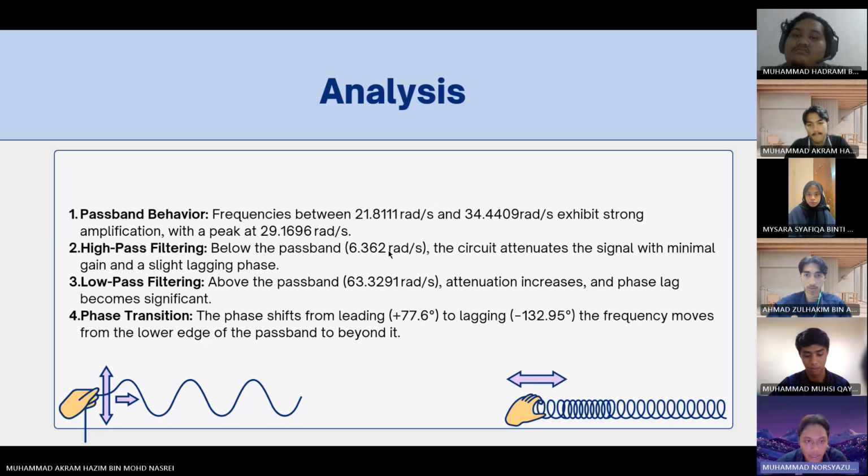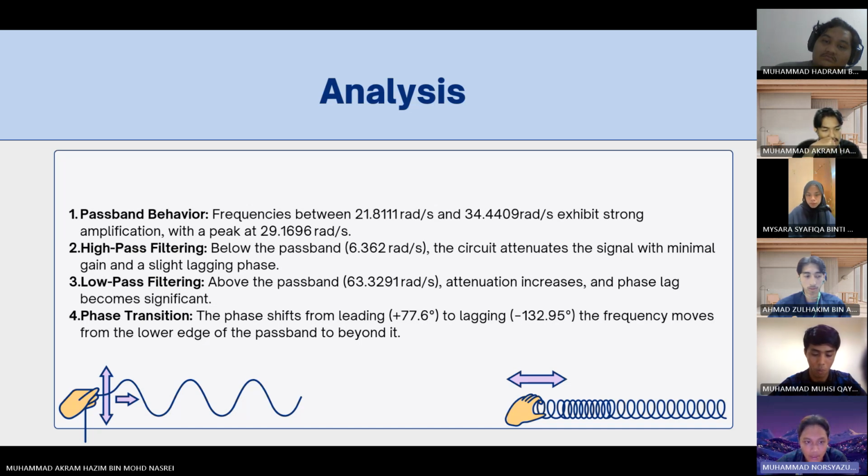Okay, for the second, high pass filtering below the passband, 6.362 radian per second, the circuit attenuates the signal with minimal gain and slight lagging phase. Okay, for the third one, low pass filtering above the passband, 63.3291 radian per second, attenuation increase. The phase lag becomes significant.